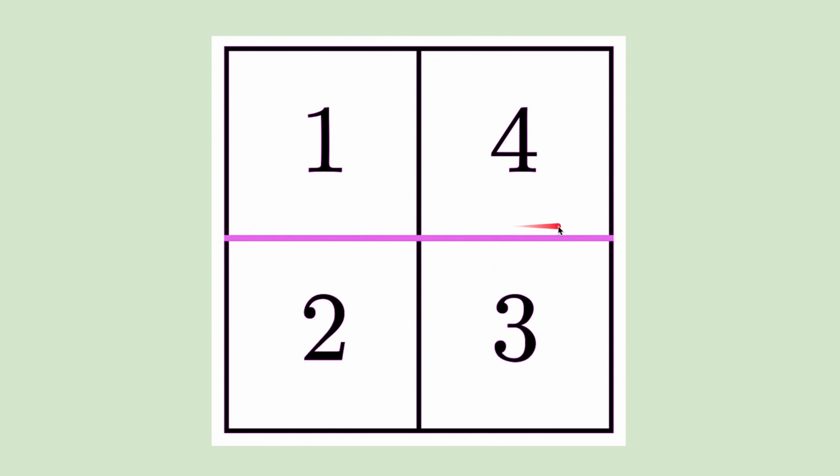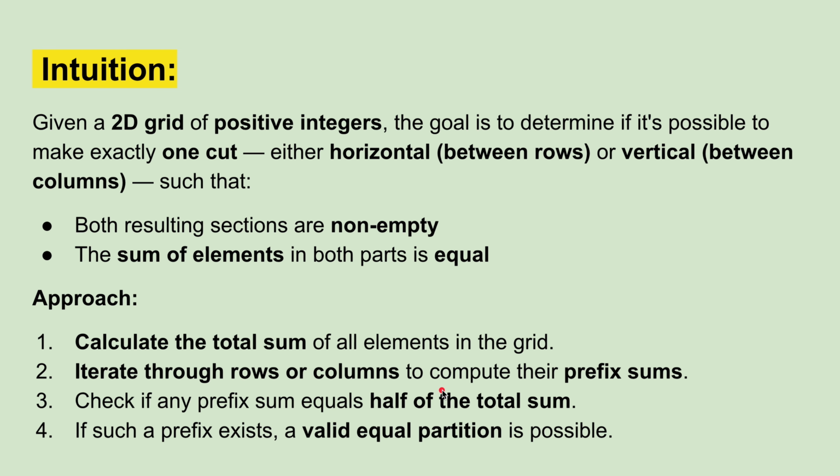If we do half, simple, 10 by 2 is what? 5. It means we can do half. That is possible. Let's suppose the sum comes out as 11. Then how will you do that? Not horizontally, not vertically. That is not possible. So in the intuition, this is what you should understand.